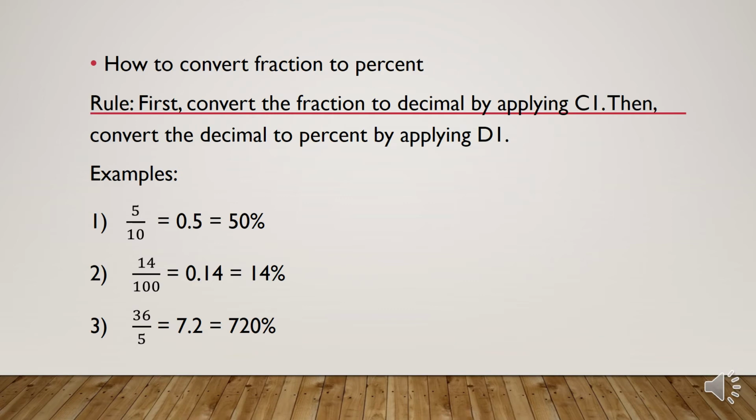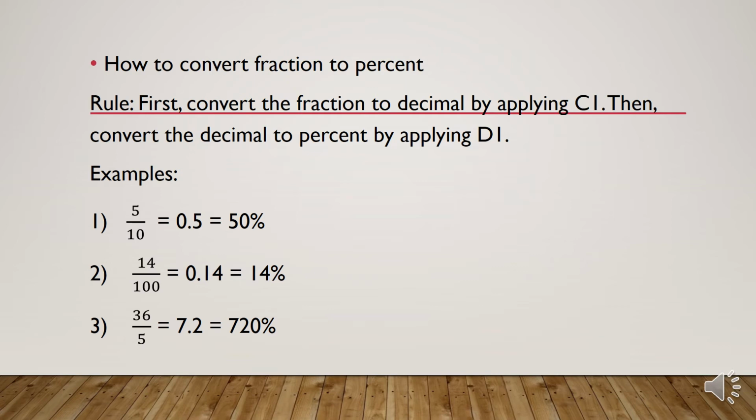The last is how to convert fraction to percent. Same with converting decimal to percent and converting percent to decimal. Here in converting fraction to percent, still we have rules to follow. First, we are going to convert the fraction to decimal by applying the rule, and then convert the decimal to percent by applying the decimal rule.